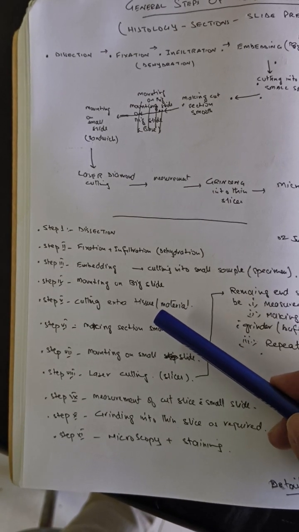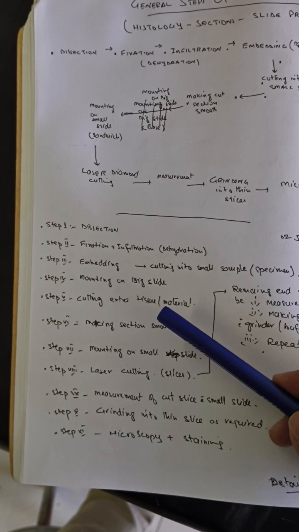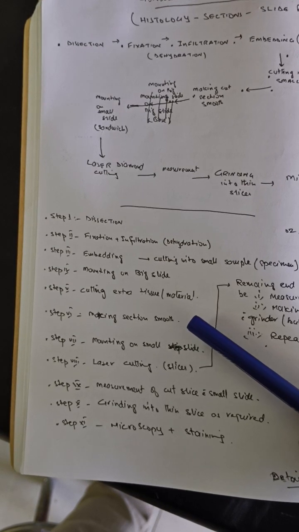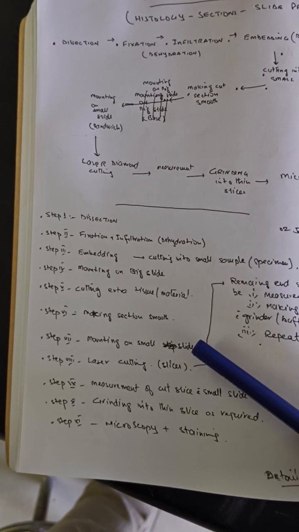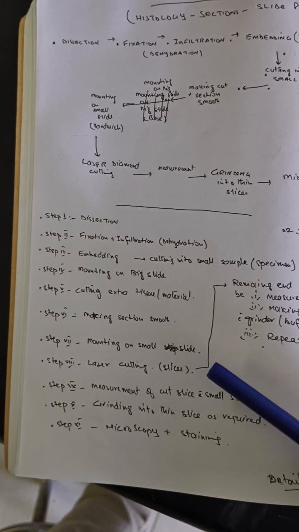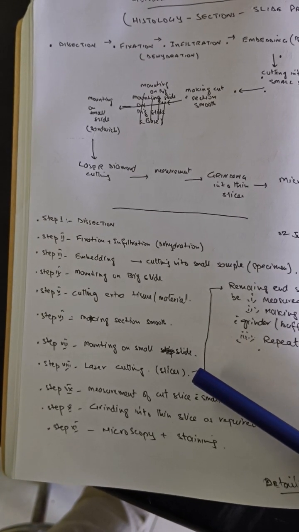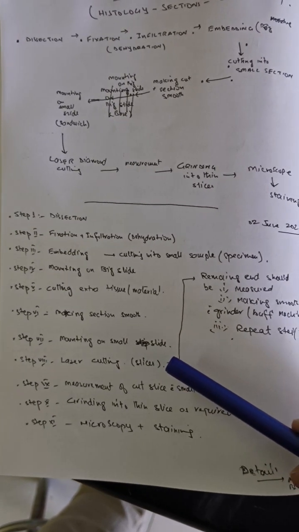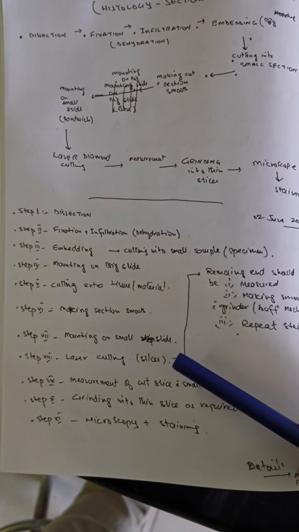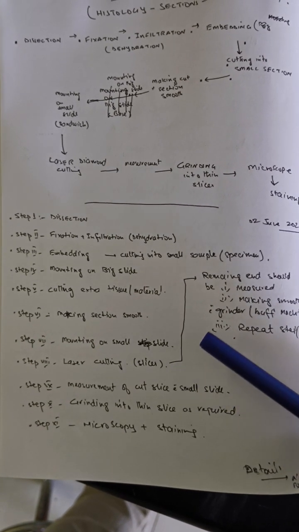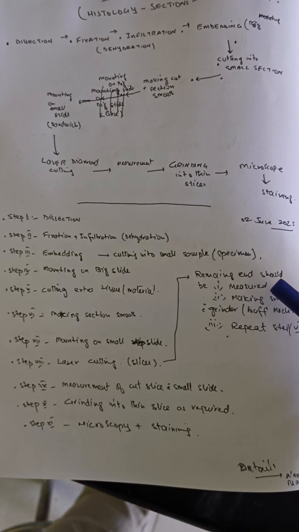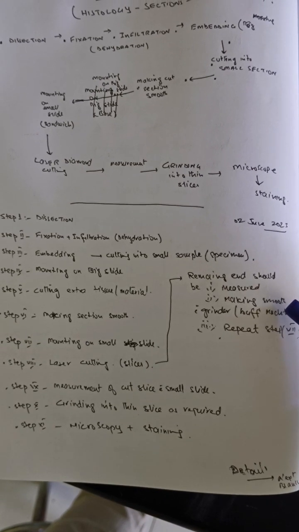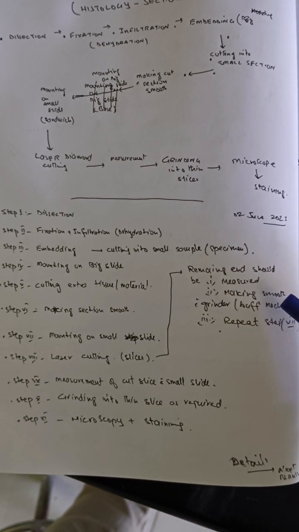The step 5 will tell us the cutting area of excess tissue or resin. Step 6, we make section smooth. Then step 7, we mount on a small slide. After mounting the small slide, we use the laser diamond cutting machine into small slices for our histological examination. The rest of the slide or embedded material will go through these steps: the measurement, making the outer surface smooth by grinding machine or buffing machine.